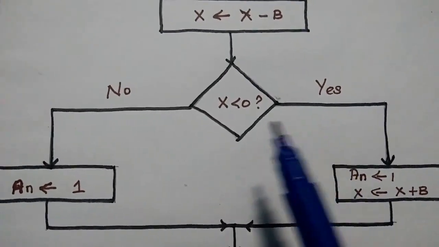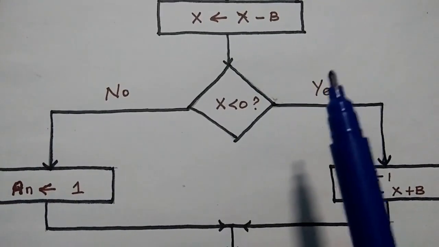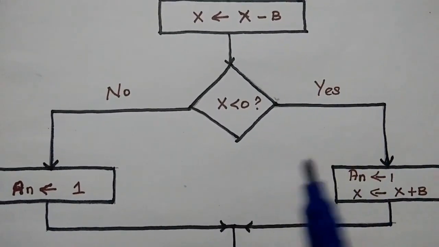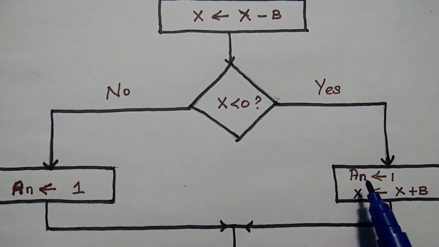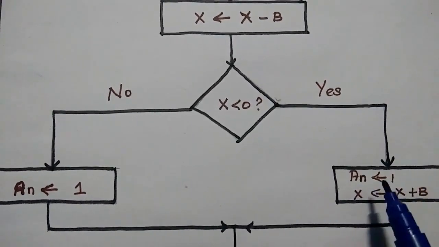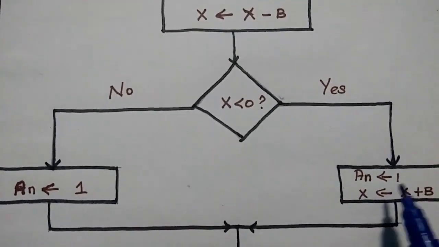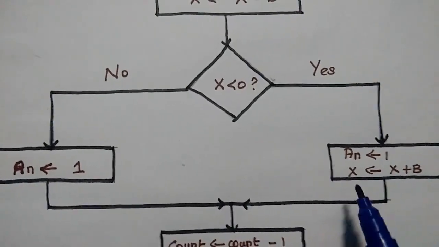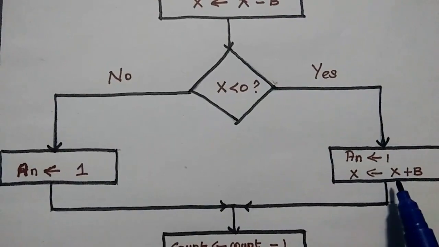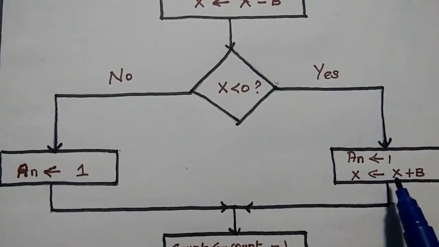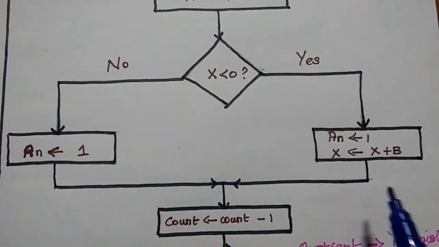Whenever this x is less than 0, that is, if there is any unsuccessful subtraction, and a borrow generates, then we have to say this an is equal to 1. The nth bit of this A register, that is the dividend register, is equal to 1, and then we have to restore the original x value as such. For restoring this x value, we are going to again add this b with this x register. Do you all understand? That's why it is known as the restoring division method.